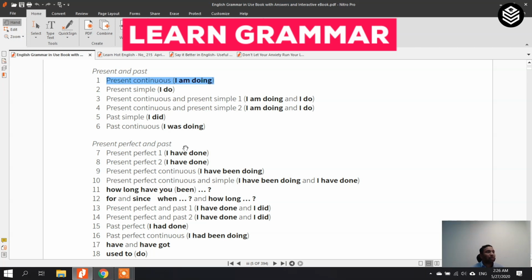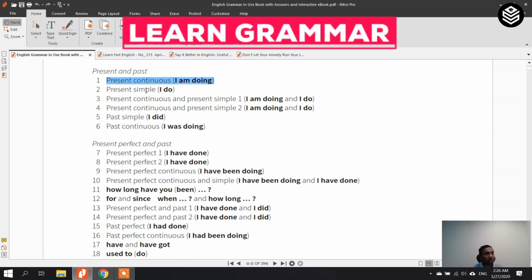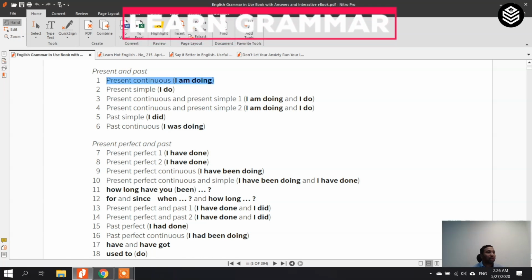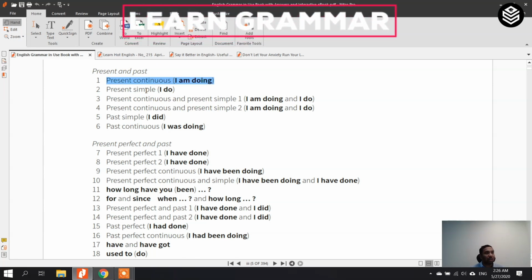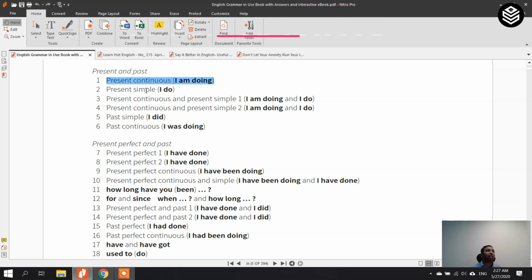So apart from the grammar, we will take some real world examples from movies for that particular section. For example, if today's section is present continuous, I will play some real world examples, of course, from movies, related to that present continuous. Then we'll explain it to you further.